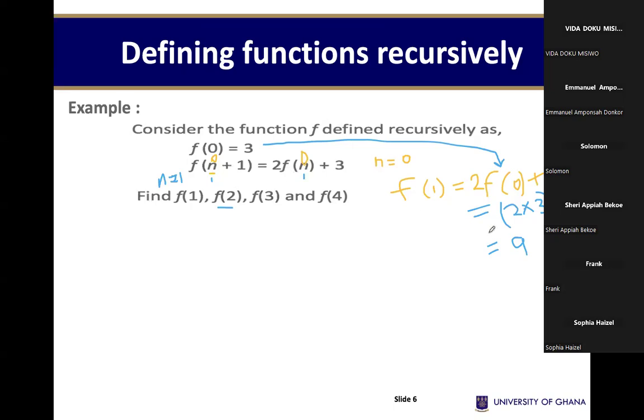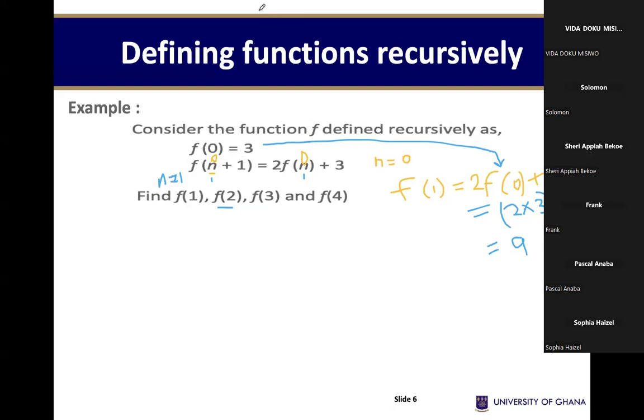And what is f of 1? F of 1 is the 9 here. So I just have to make a substitution. That'll be 2 times 9 plus 3. That's going to give me what? 2 times 9 is 18, plus 3 is 21. That's it. If I also want to get f of 3, then I also go ahead and make the substitution n equals to 2. If I do n equals to 2, this will be f of 2 plus 1, that'll be f of 3. And in this case, that will be 2f of 2 plus 3. And f of 2 is 21, which you mentioned from the previous iteration. So I recursively call that and do it.